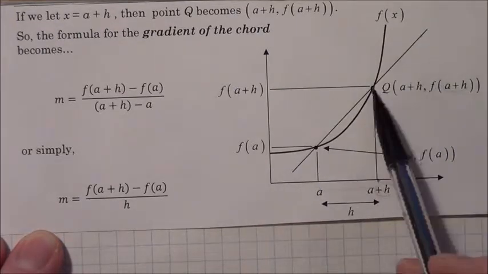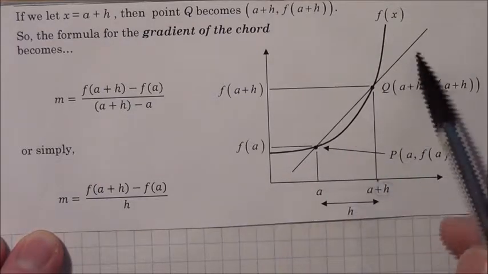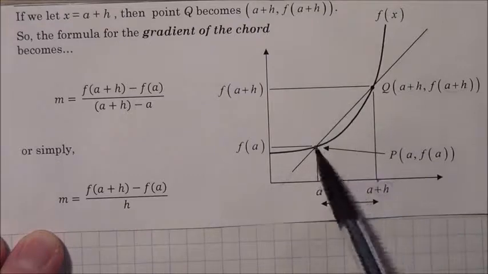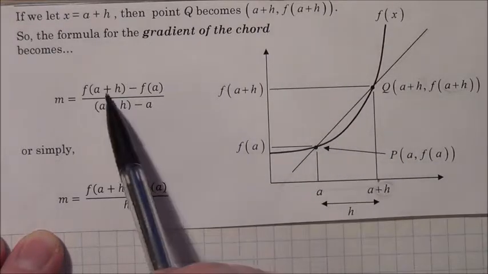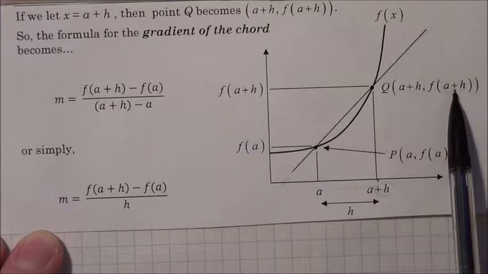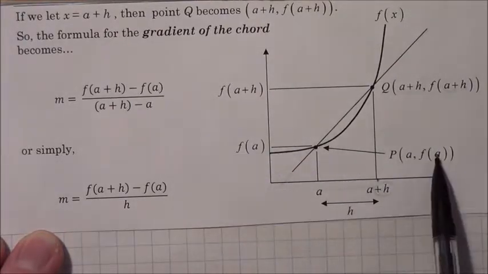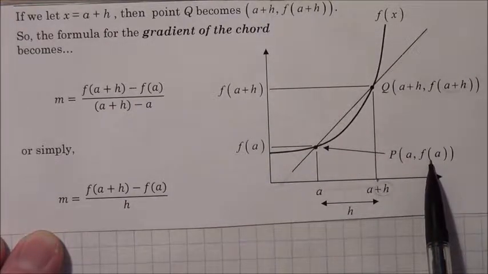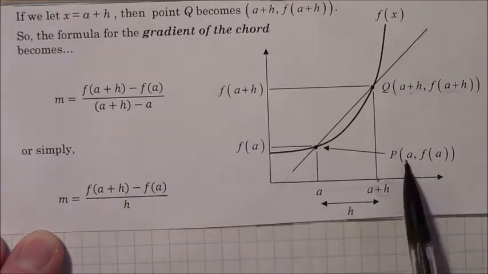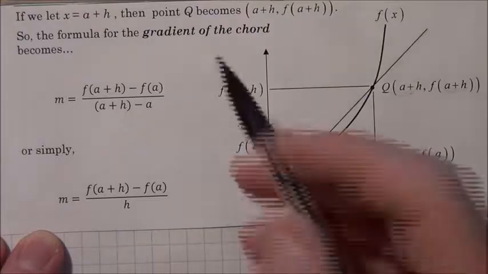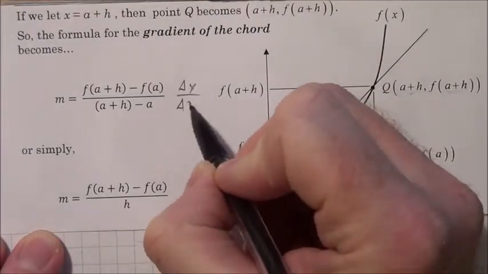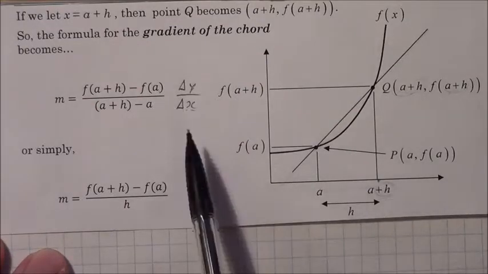So the average rate of change between those 2 points, or the gradient of that secant between points P and Q, will then be f of a plus h, so the y value of this point, minus f of a, which is the y value of point P, divided by the x value a plus h minus the x value of point P, which is a. Again, still delta y, or the y step, over delta x, which is the x step.